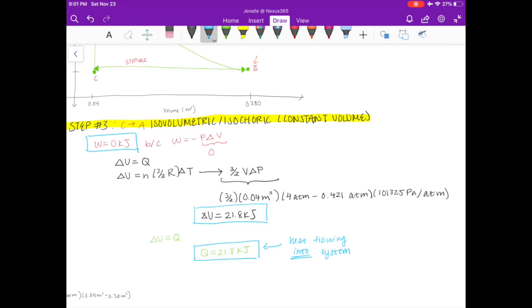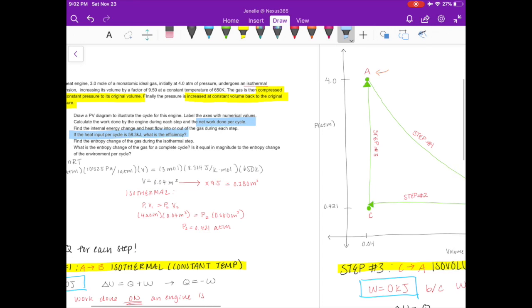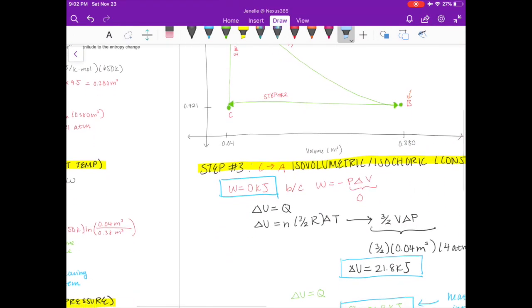Okay, our last recap. There is no work being done in this last step, but the change in internal energy is 21.8 kilojoules, and there is 21.8 kilojoules of heat flowing into the system. Let's look back at our question. The question asks for the net work done per cycle. The question also asks if the heat input per cycle is 58.3 kilojoules, what is the efficiency?